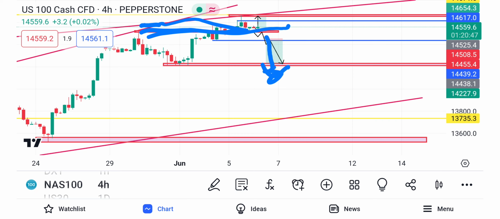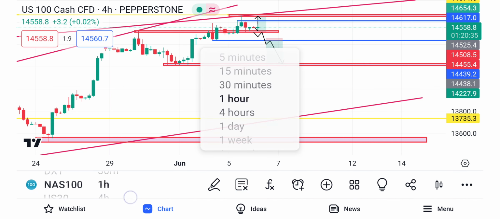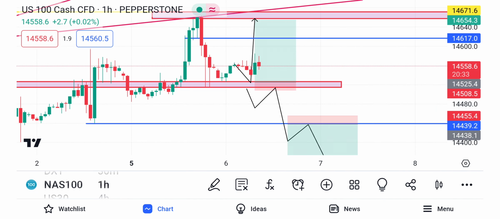But as much as the market is still above that demand zone, we are actually looking at the buying opportunities here, expecting that the market is going to come there. So that's the structure of NAS100. At the end of the day, guys, let's just go to another pair, which is US30.